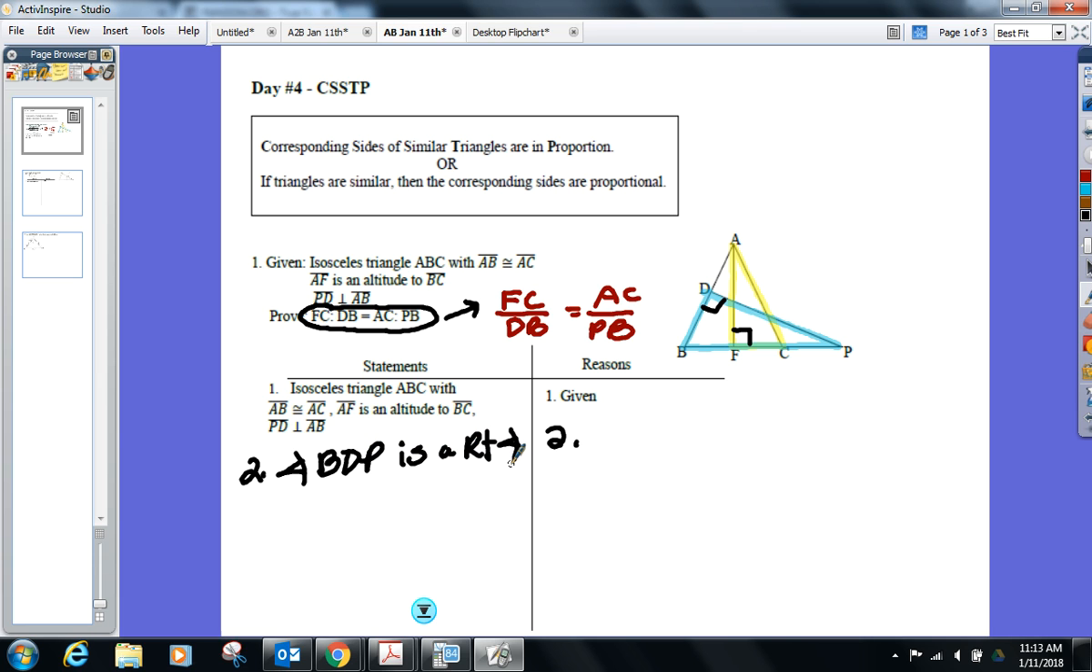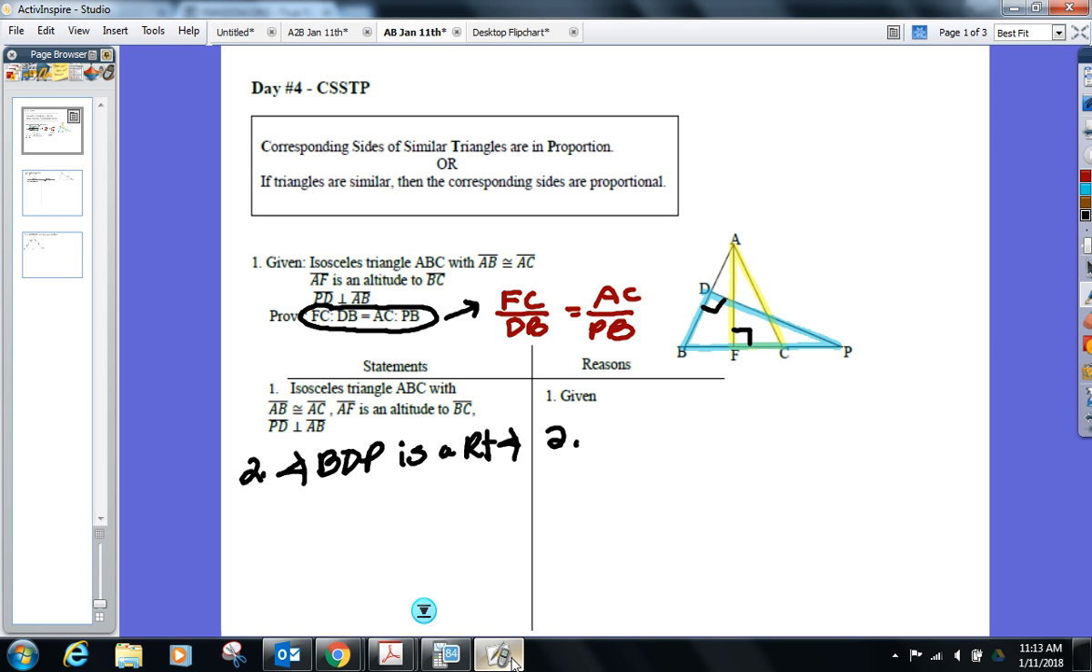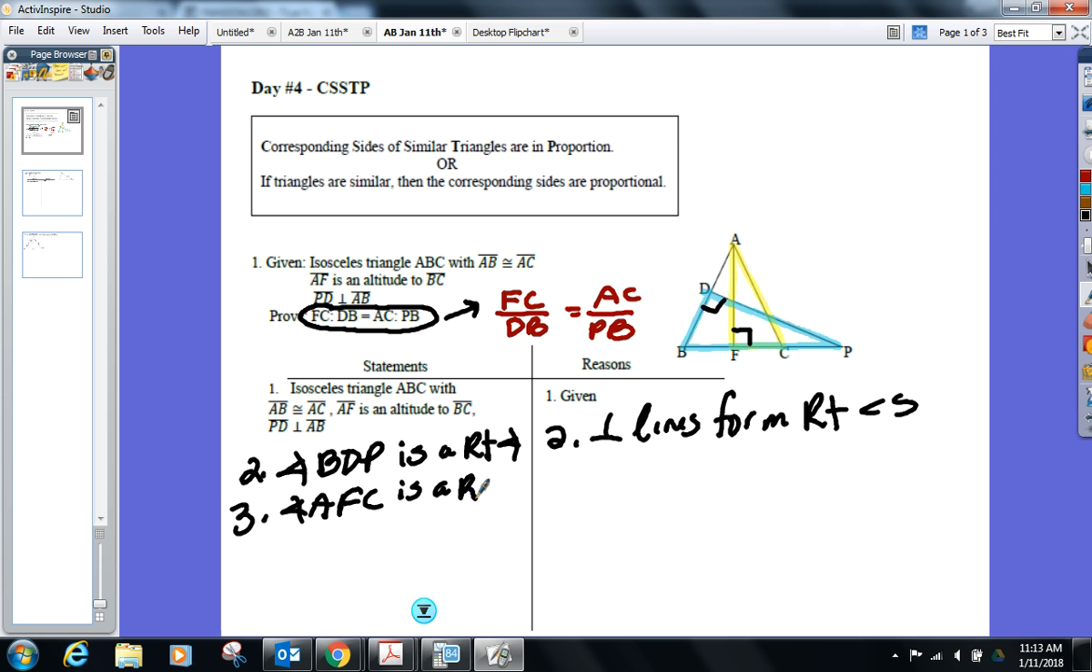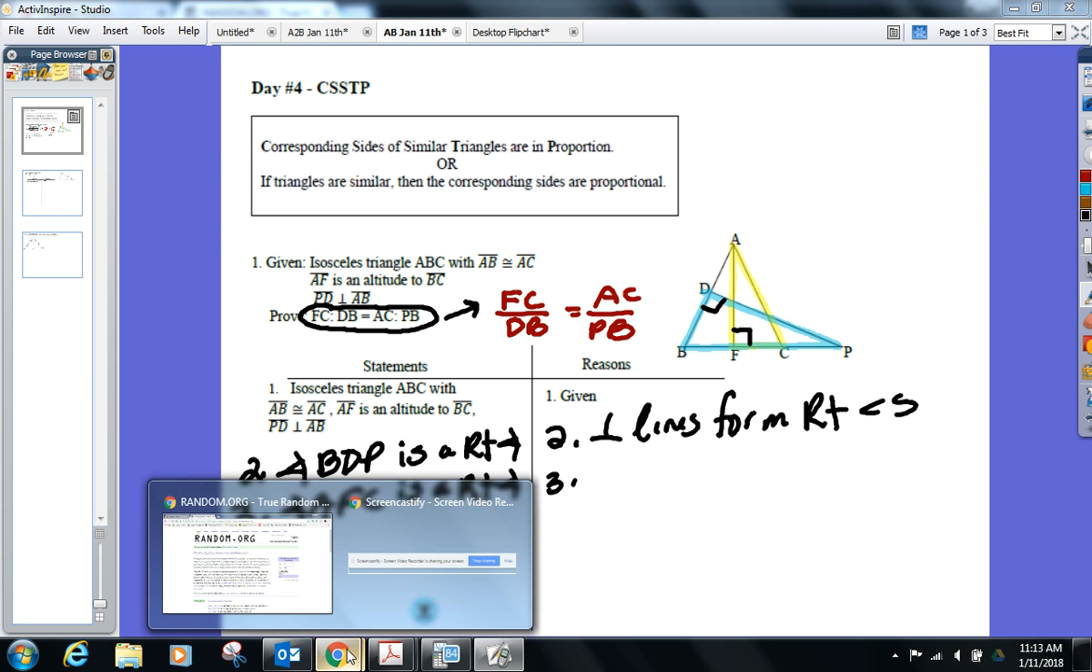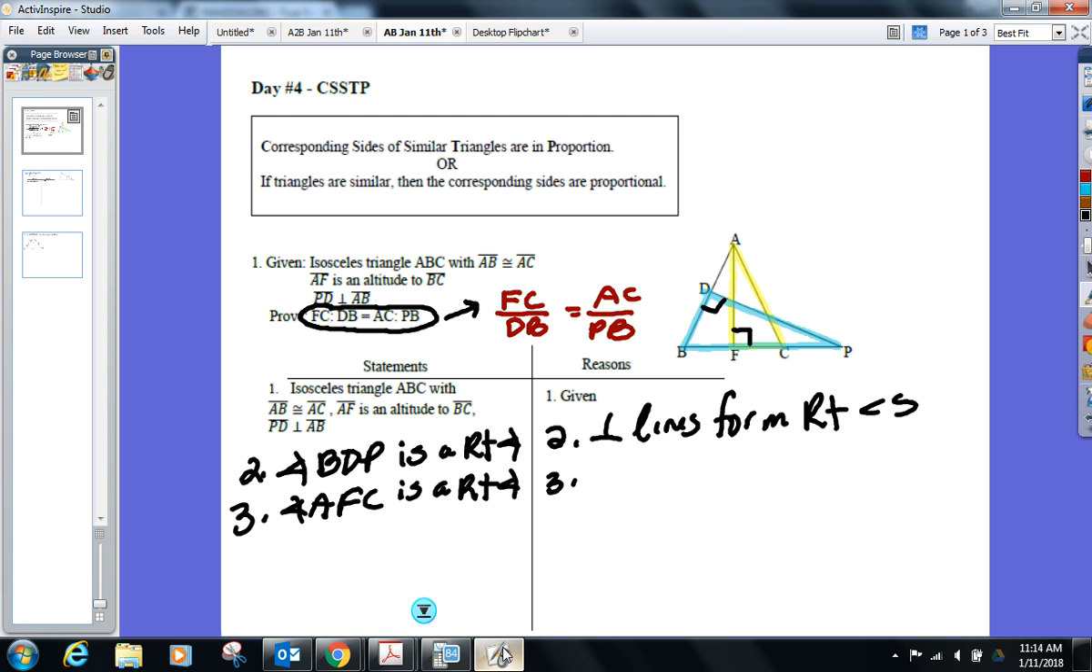Why is BDP a right angle? Any ideas? You know already, Amy. That's because perpendicular lines form right angles. Different reason why AFC is a right angle. That's a right angle because altitudes form right angles. I'm good with that. Yep. Definition of an altitude. Like it. Definition of an altitude.